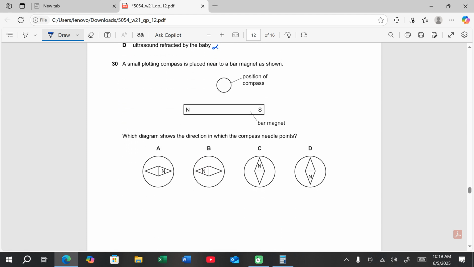A small plotting compass is placed near the bar magnet, which diagram shows? Okay, so the field line will go from here to here and the direction is this way, so the north will point this way.